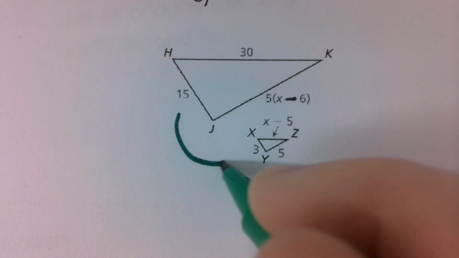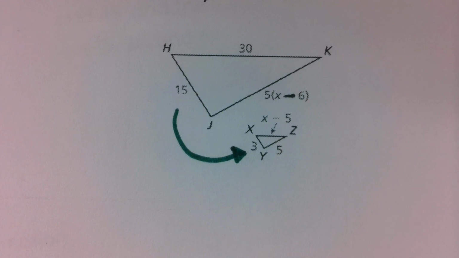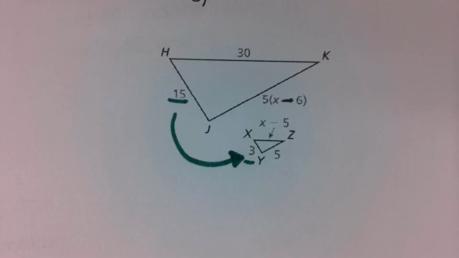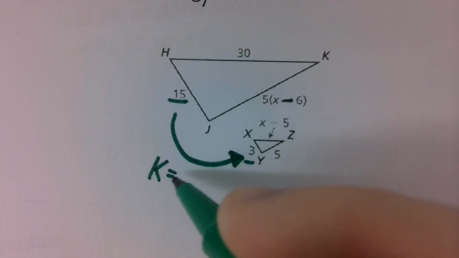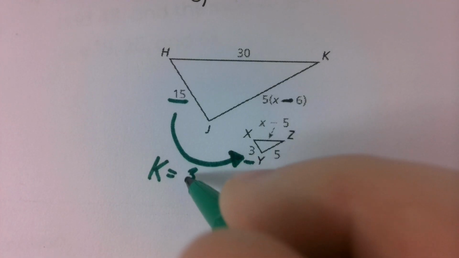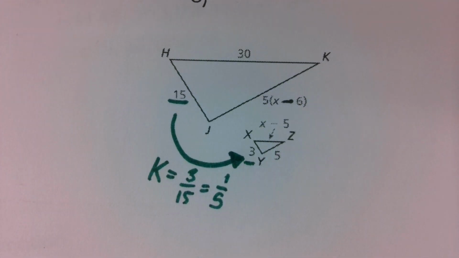Step 1, find the scale factor. So we look on our shapes to find any side lengths that we can compare. In this case, 15 and 3. To find the scale factor k, we do the second divided by the first, so 3 divided by 15, which simplifies to 1/5.